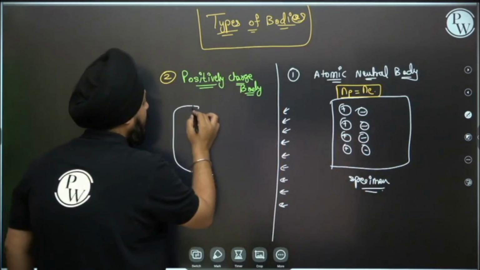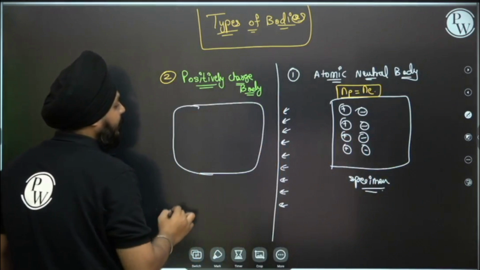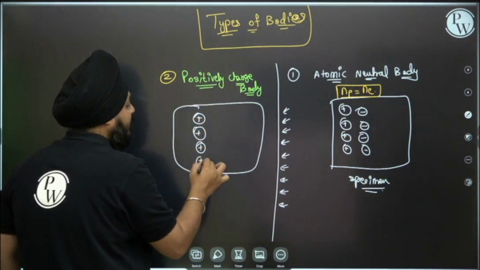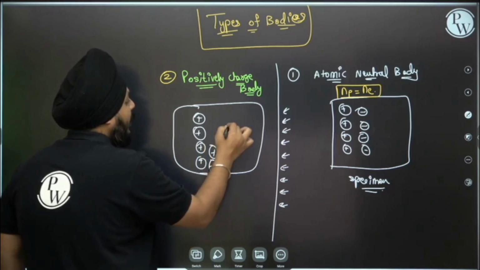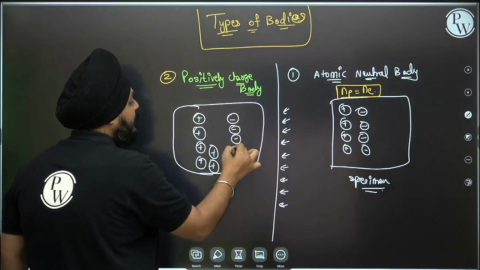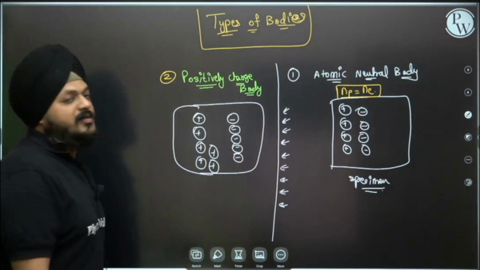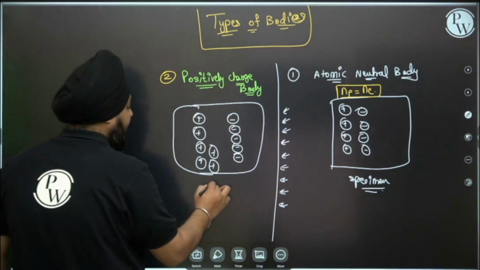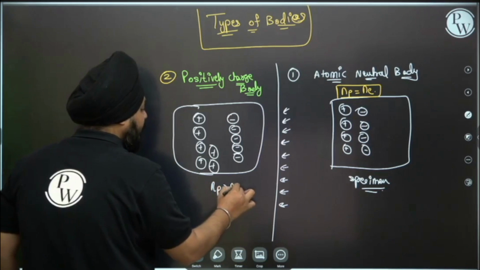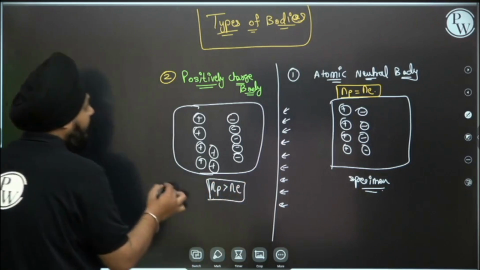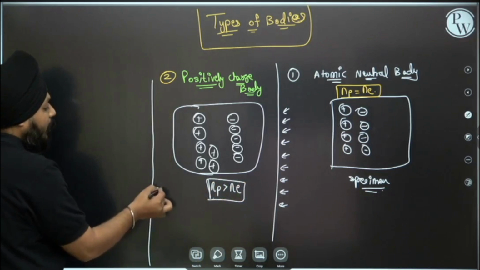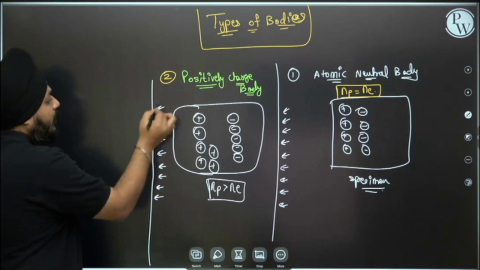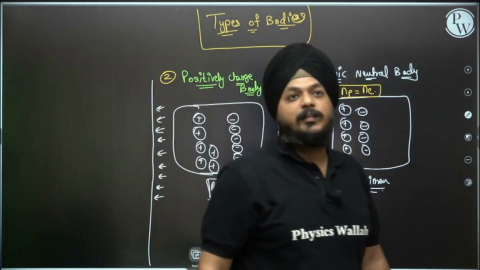Again, we are going to take one specimen in front. A positively charged body means that the number of positively charged particles is more compared to the number of negatively charged particles. In reference statement, I can say the number of protons is more than the number of electrons. That's why it is known as a positively charged body.